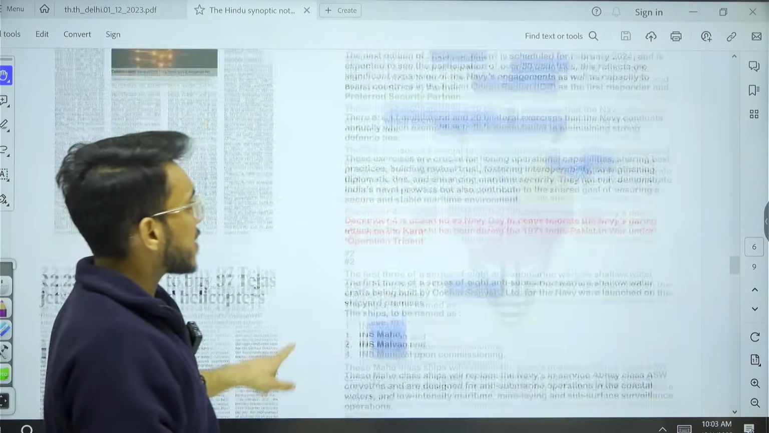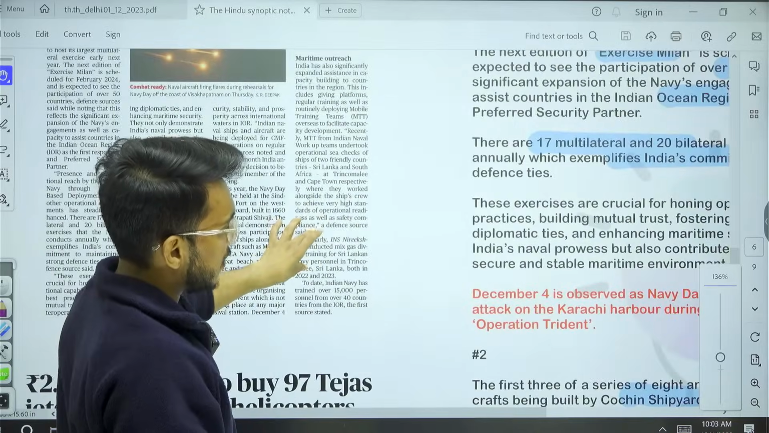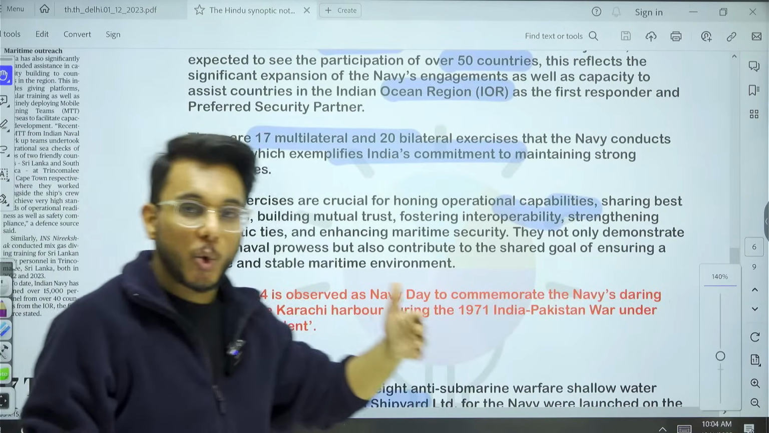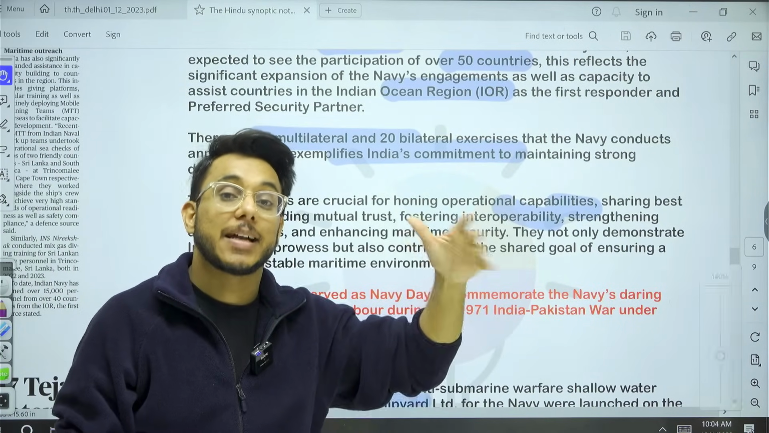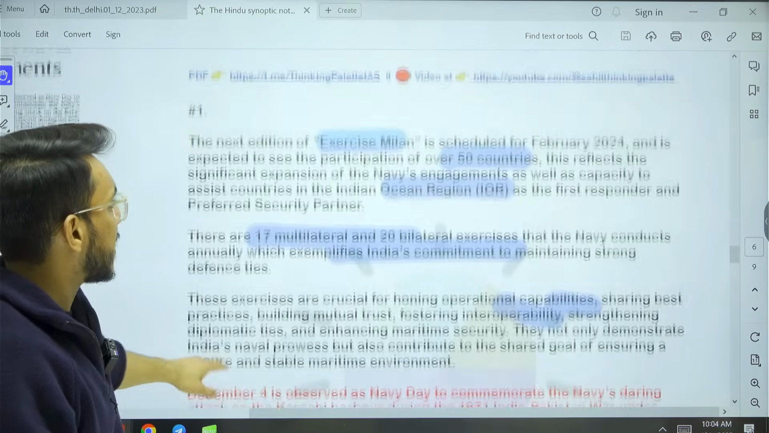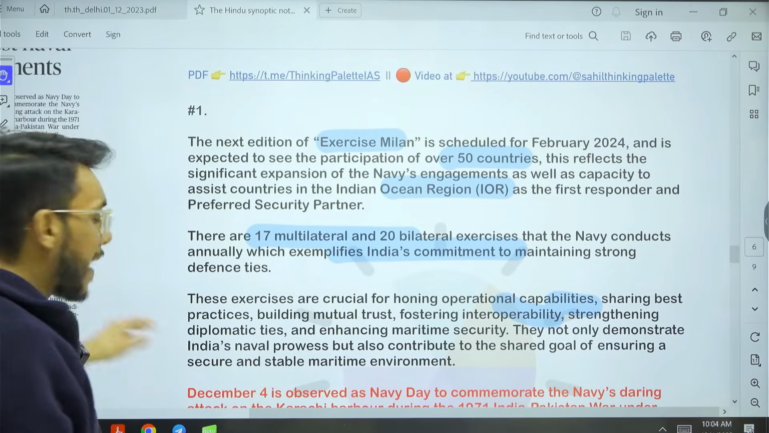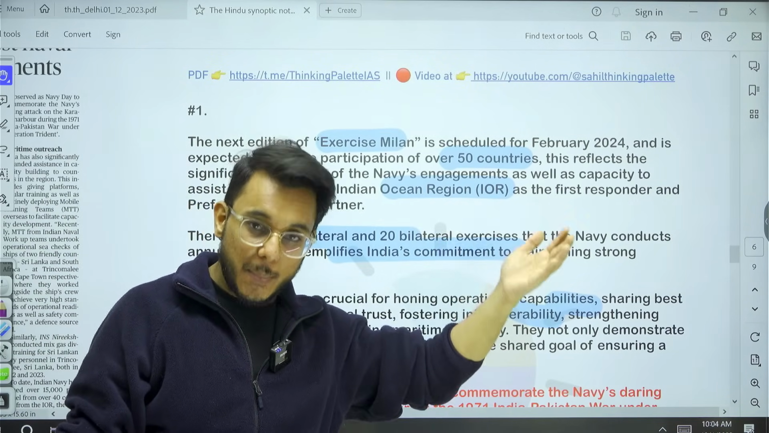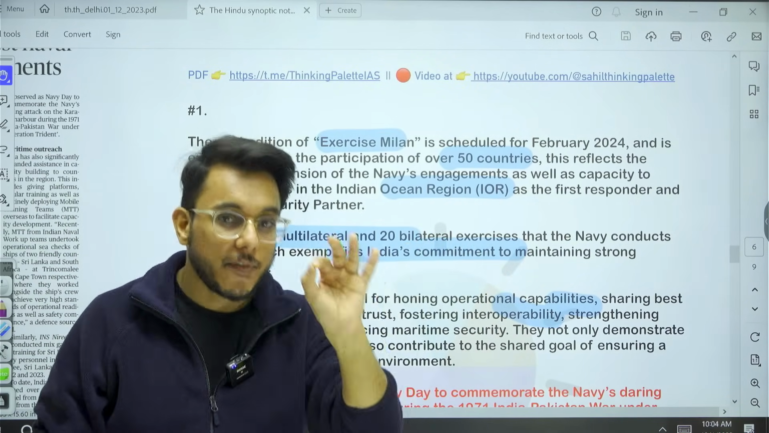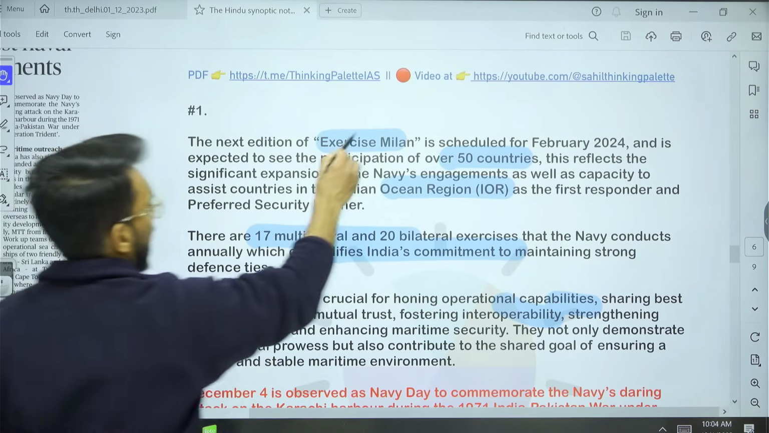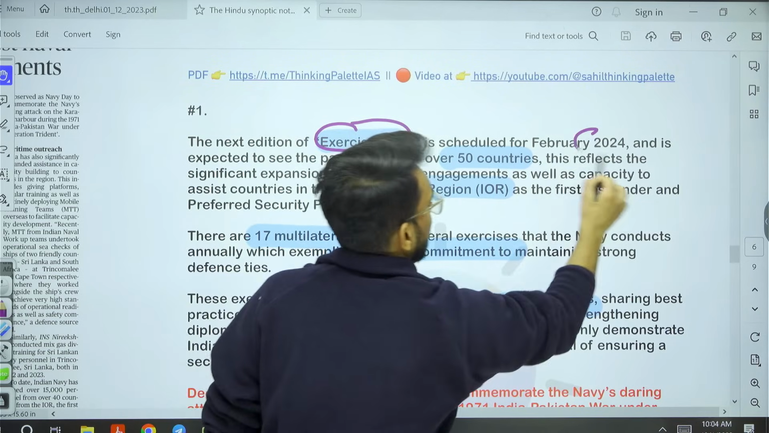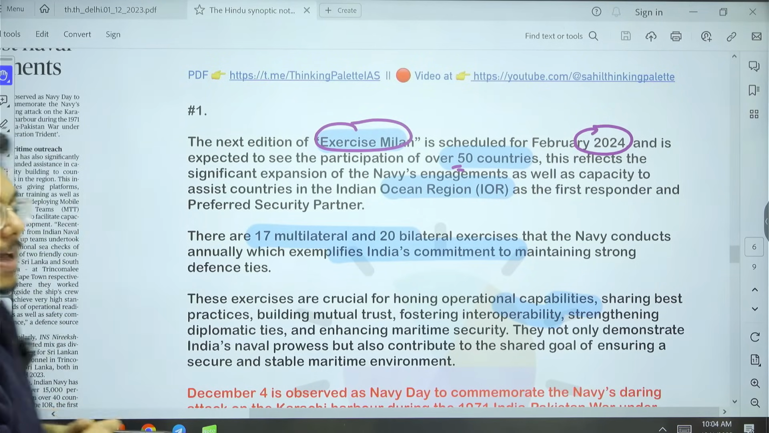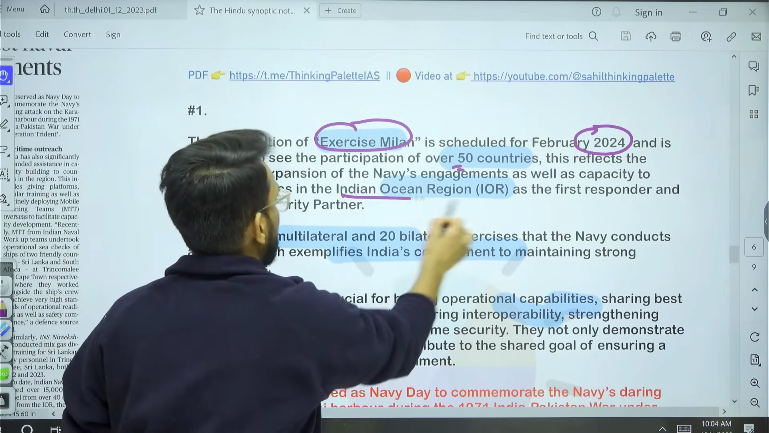So guys, the first development is important for your prelims examination. Basically, India is going to host its biggest military exercise, that is Milan. The Milan exercise is scheduled for February 2024. And why is it going to be the biggest exercise? Because 50 countries are going to participate in this exercise. So exercise Milan will be held in February 2024 and over 50 countries will participate, and it shows India's capacity in the Indian Ocean region.